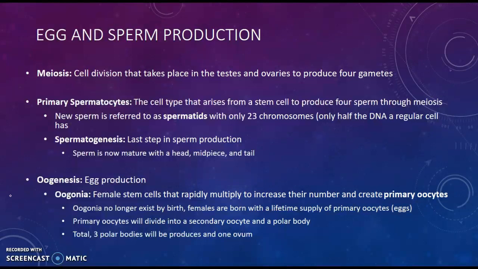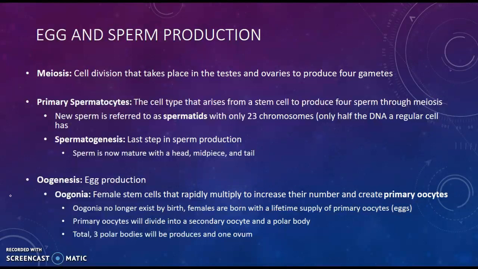So when we look at sperm development, it's called primary spermatocytes. This is basically the cell type that is going to produce sperm through meiosis. So these are kind of the cells that are destined to become sperm. And once they're formed, they're going to be referred to as spermatids.